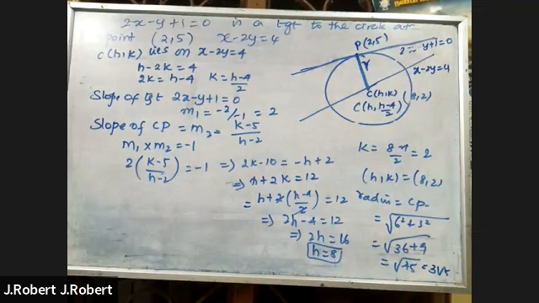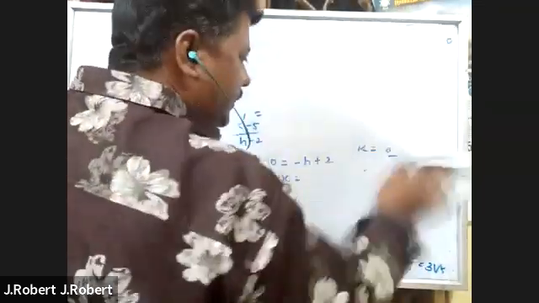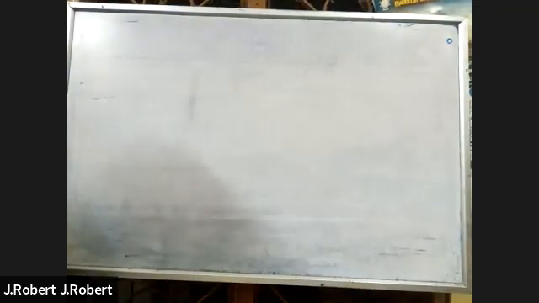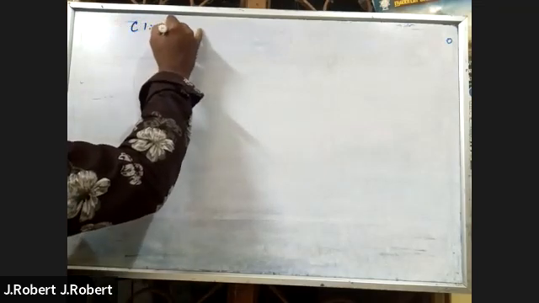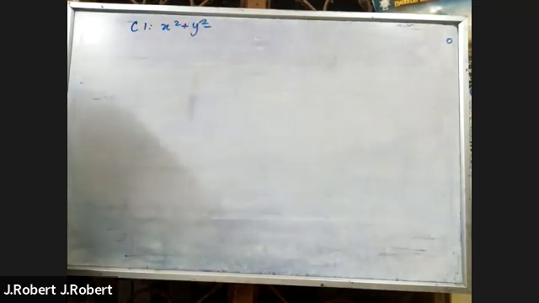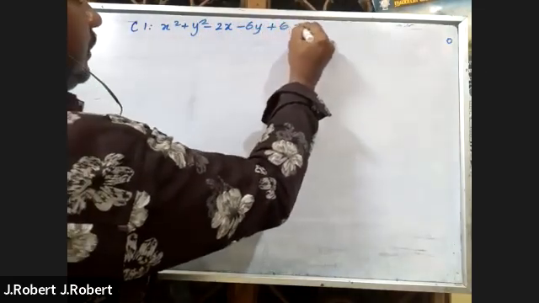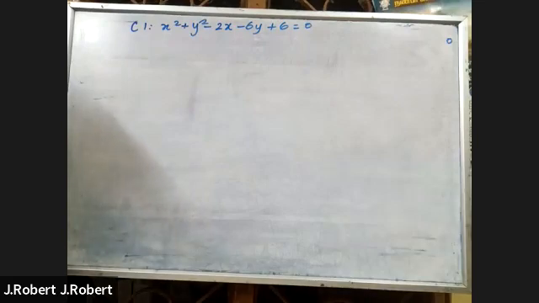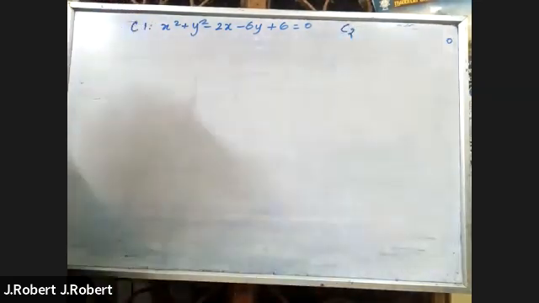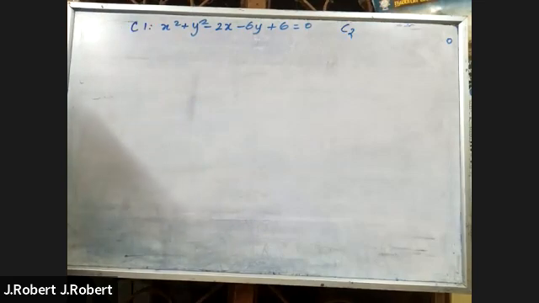One of the diameters of a circle C1, take the circle as the first one, C1, is x square plus y square minus 2x minus 6y plus 6 equals 0, is a chord of a circle C2 with center 2, 1.